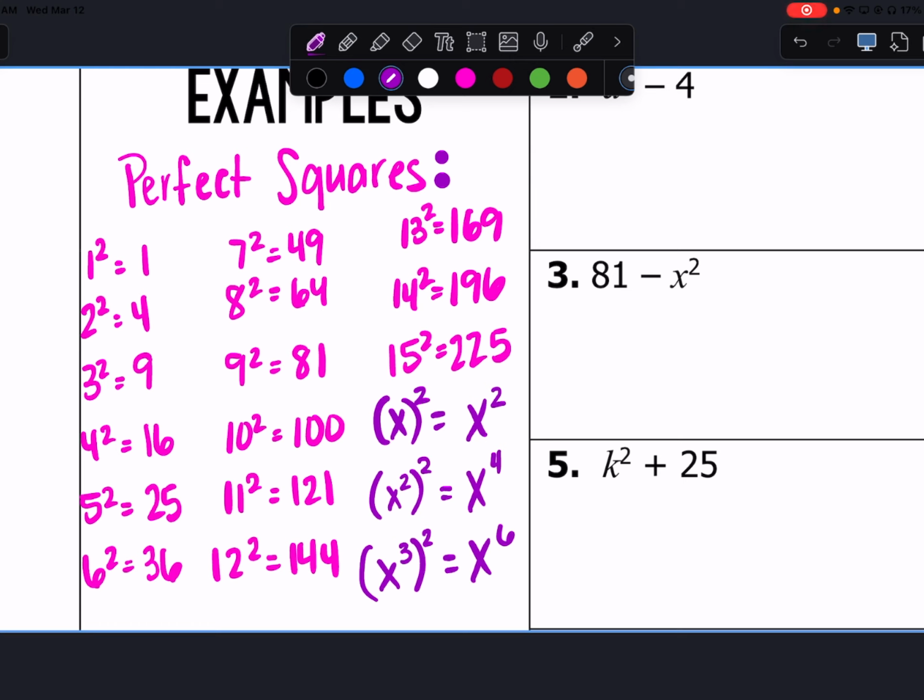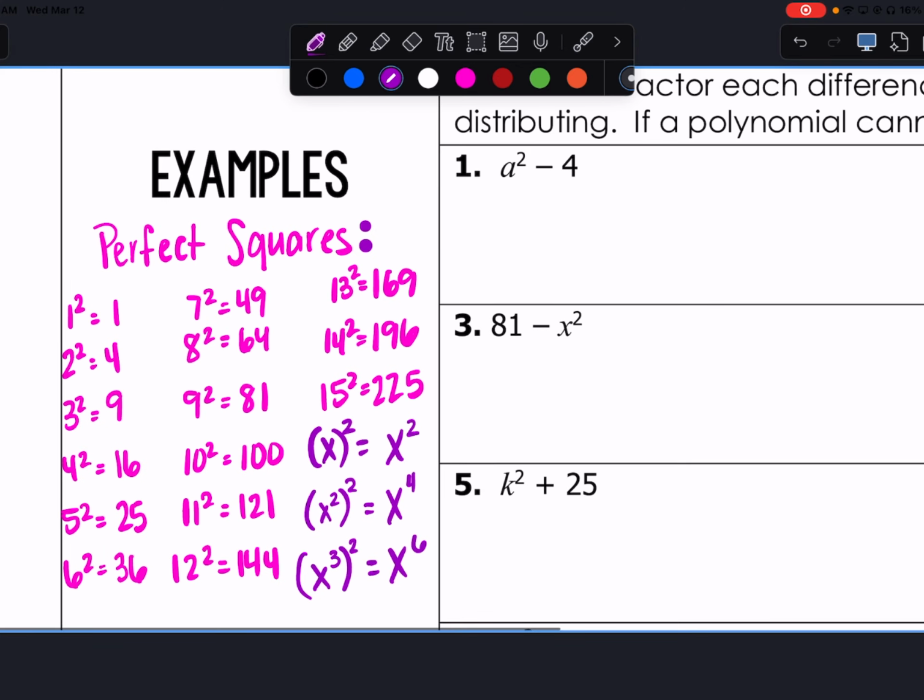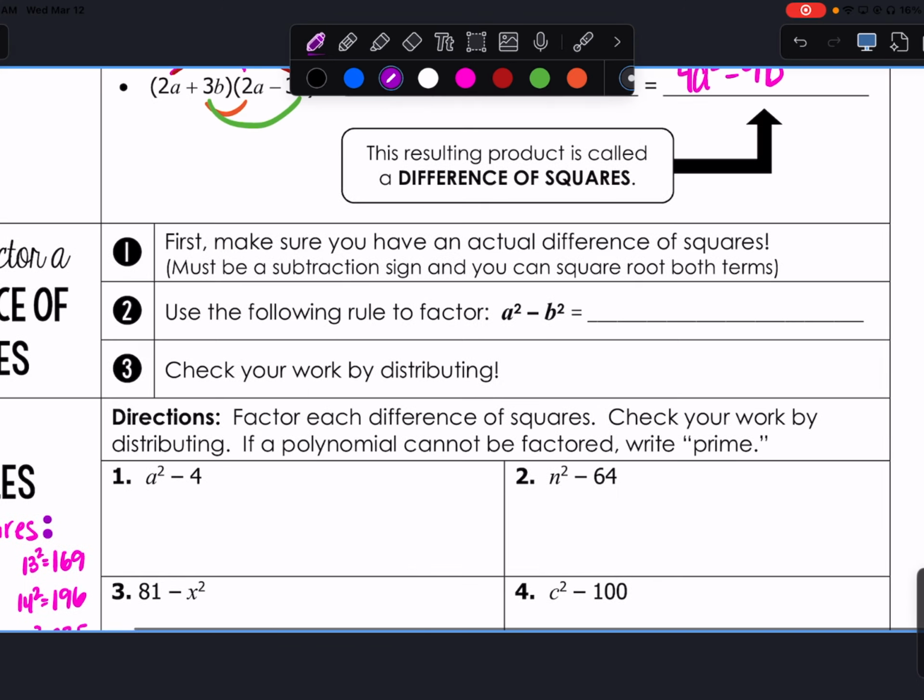Now, we're going to use those. So we have a difference of squares, which means our problem has binomials set up specifically with a minus in it, and they have 2 perfect squares on there. And so it's a special type of factoring for binomials.